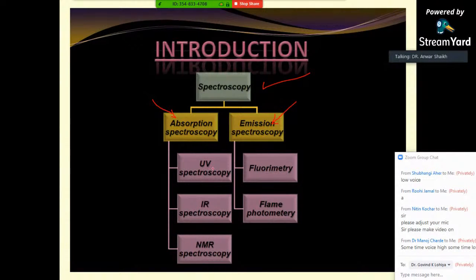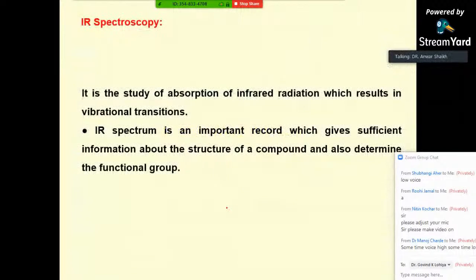Okay, so UV spectroscopy, IR and NMR come under absorption spectroscopy. Here, IR spectroscopy is nothing but the amount of energy from EMR which is being absorbed. So you can say it is an absorption type of spectroscopy. Here it is the absorption of the infrared radiation.